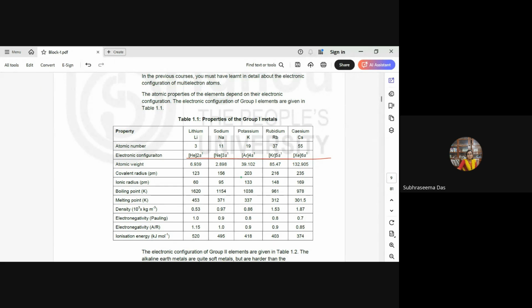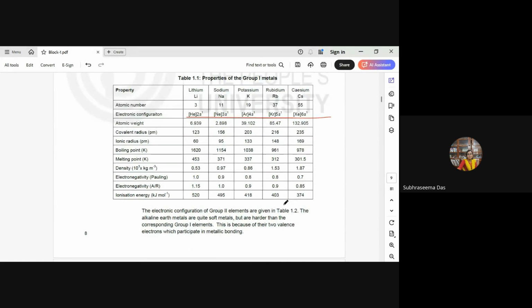Then there are other properties, like the covalent radius and the ionic radius. The covalent radius increases from lithium to cesium, and the ionic radius also increases from lithium to cesium. The boiling point and melting point decrease as we go down the group, but the density increases as we go down the group. So these are some of the common properties of the group 1 elements that we know.